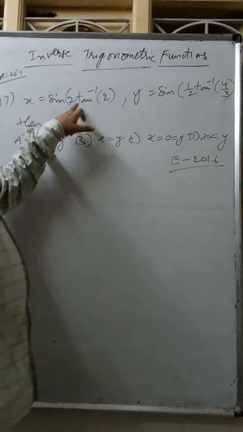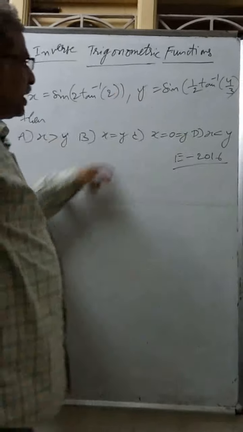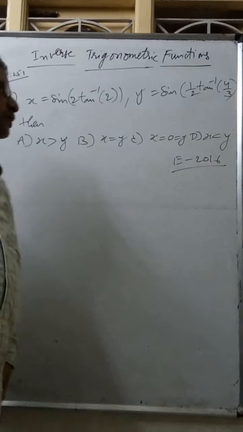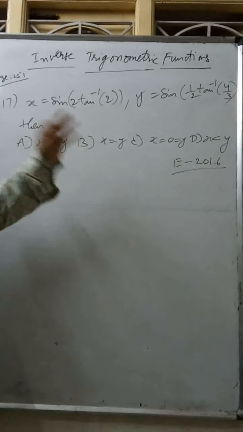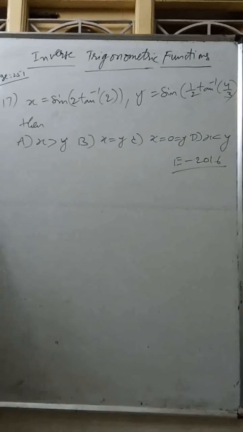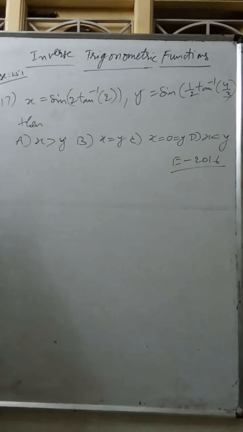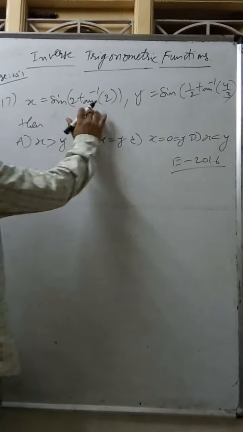x equal to sin of 2 tan inverse 2 and y equal to sin of half tan inverse 4 by 3. Then he is asking whether x is greater than y, or x equal to y, or x equal to y equal to 0, or x is less than y. Simple, first we will simplify these separately.